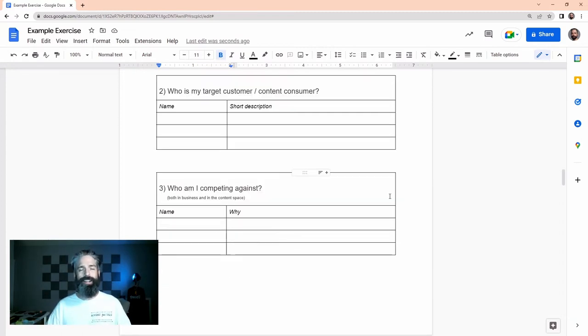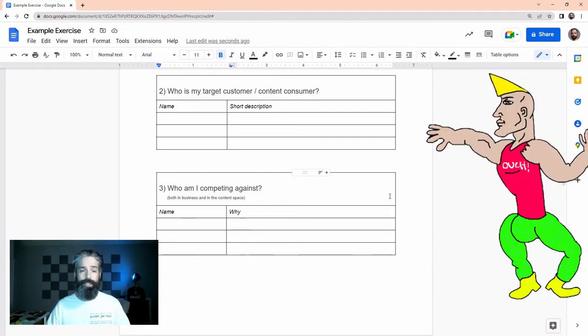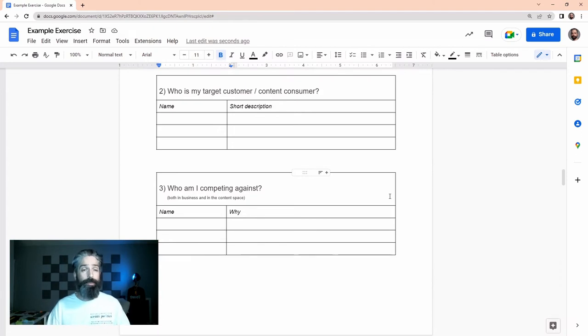Number two is, who is my target customer or content consumer? You'll see I have a name field and a short description field. In the name field, I want you to give them a name and be as specific as possible. If there's a person in mind that you are selling to, use them as an example. So my friend Steve, in the short description, you could say he's 6 foot tall, male who likes soccer and digital marketing. Or if you're going to use a category of people, you could say small business owners in the Montreal area whose primary language is French and they do less than $1 million a year. Just make sure that you have a clear vision of who it is you're trying to talk to.